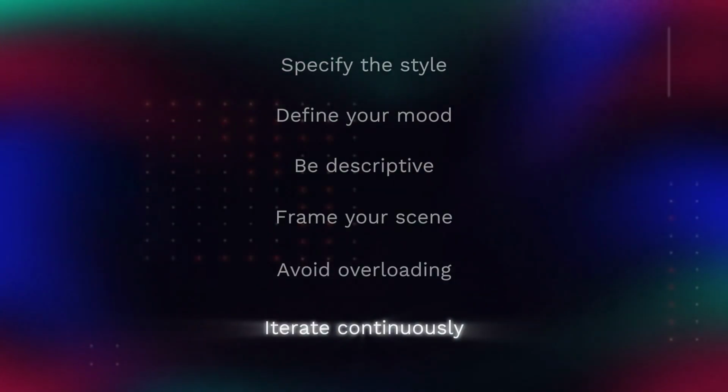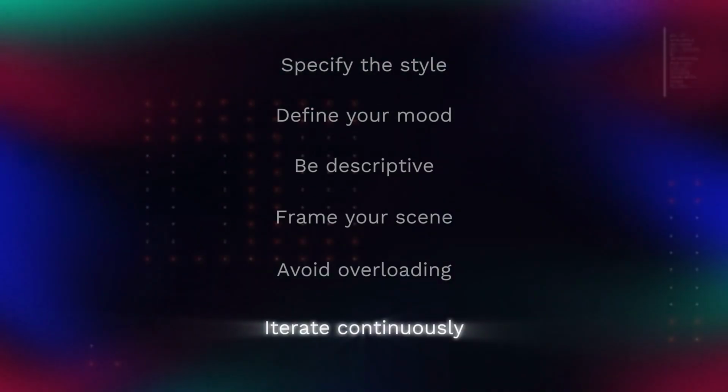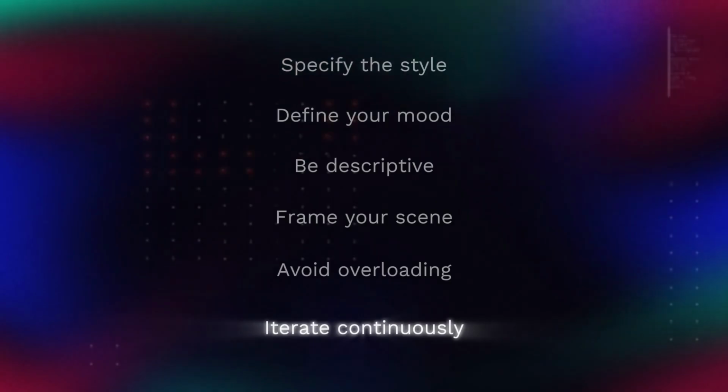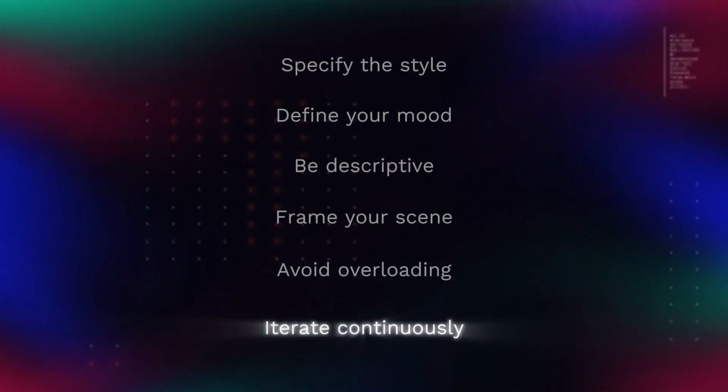And then finally, as I mentioned this in the text-to-text generation section, iterate continuously. Learn to speak with the AI, converse with it. Sometimes you're not going to get the image that you want on your first try, so learn to refine the prompt and try again.